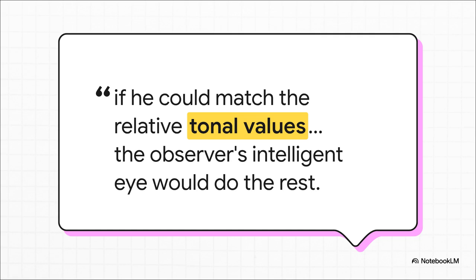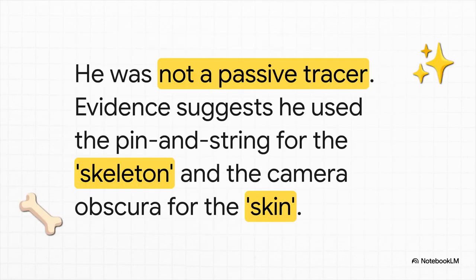He figured out that if he could just accurately paint the tonal values, the relative brightness and darkness of the patches of light, the viewer's brain would automatically do the rest of the work and build the scene. He was basically simulating how we perceive the world. So the most likely answer is that he was this brilliant synthesizer of different methods. He wasn't a passive tracer, not at all.